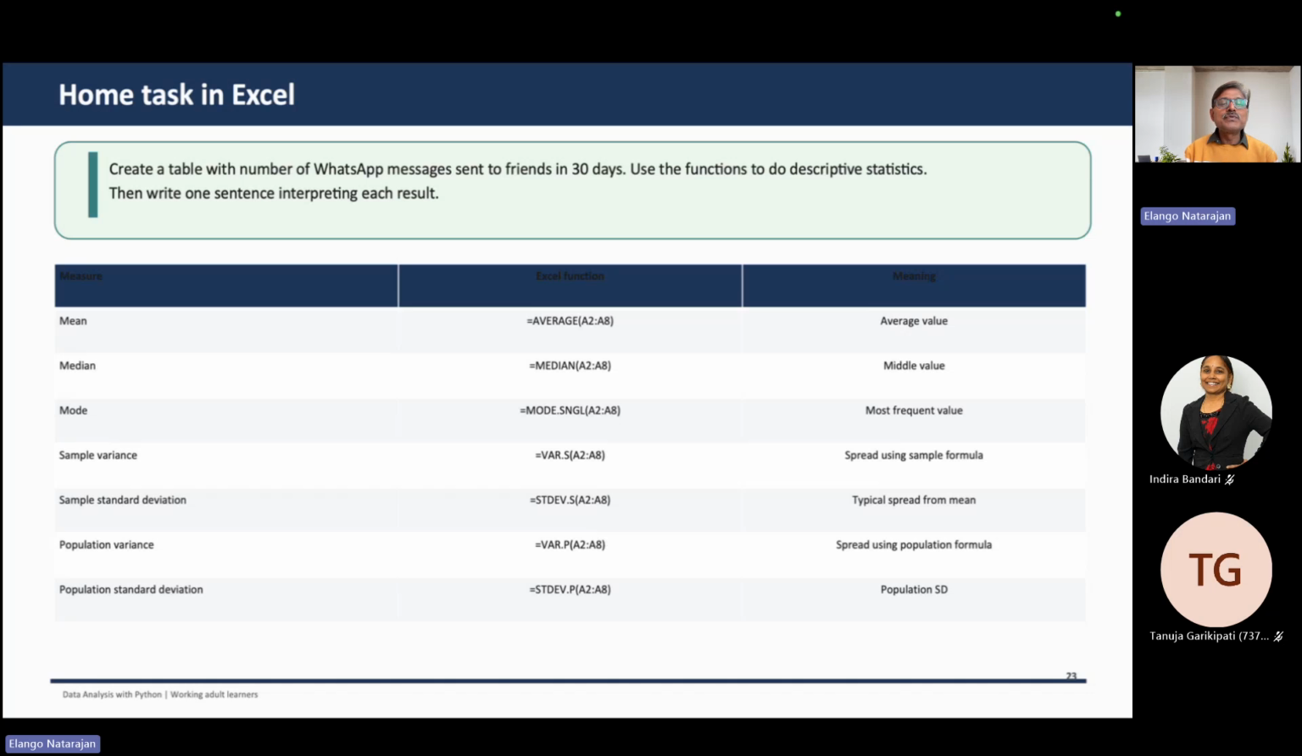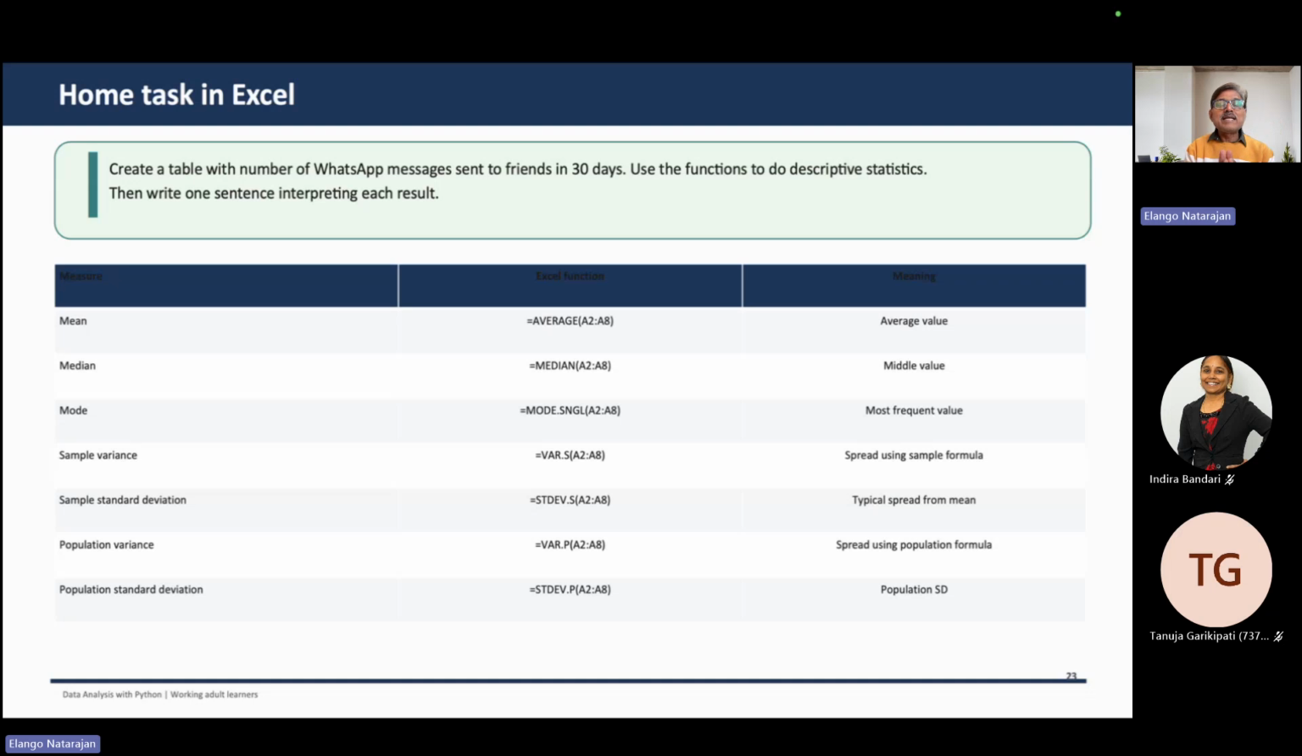Then you can use the functions for mean, median, mode, variance, standard deviation, all this. You can see how frequently you send messages to a particular person, and what is the average number of messages that you send in 30 days, or in a week. If you consider the 30 days data as population data, you can consider 7 days data as a sample and find out the average messages that you send to your friends in 7 days.